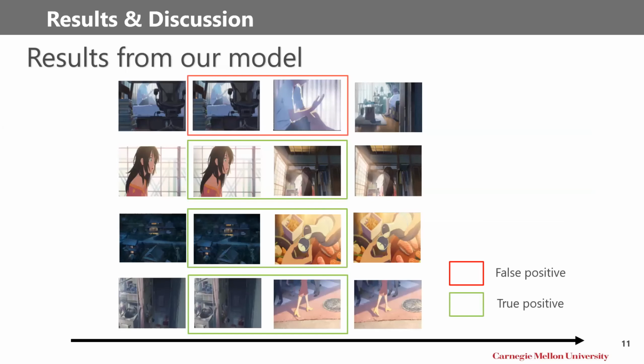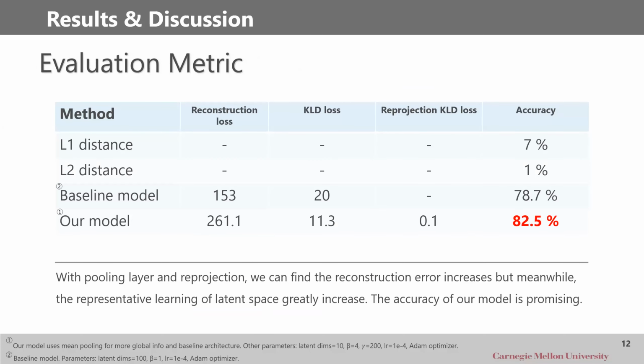There are some of the results from our model. The top ranking scene changes are mostly correct. Here is our final result compared with other methods. With the pooling layer and reprojection, we can find the reconstruction error increases. But meanwhile, the representation learning of the latent space greatly improved. The accuracy of our model is promising.